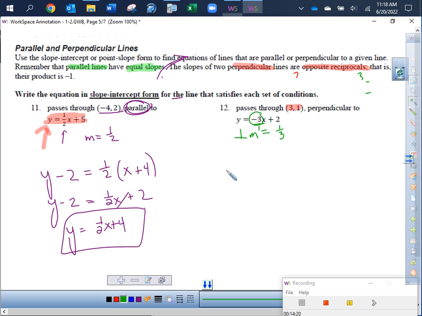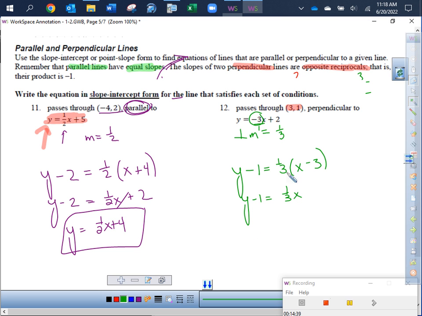So I will now go through that point. y minus, then 1/3 times x minus 3. So here was my point, and here is my slope.